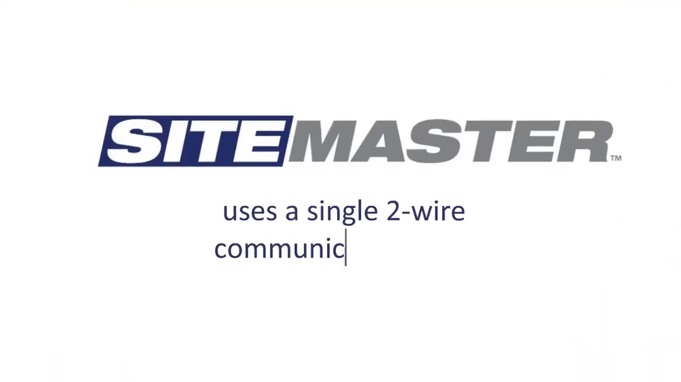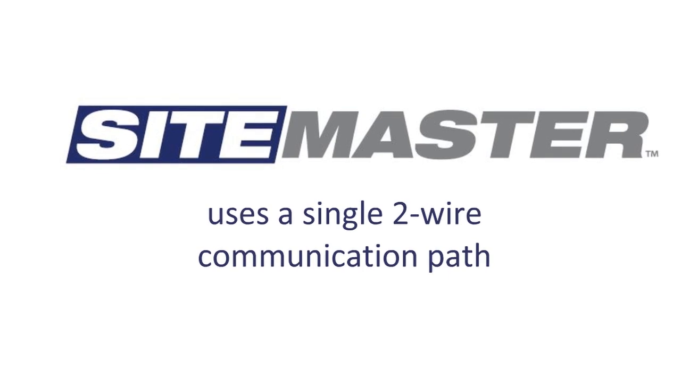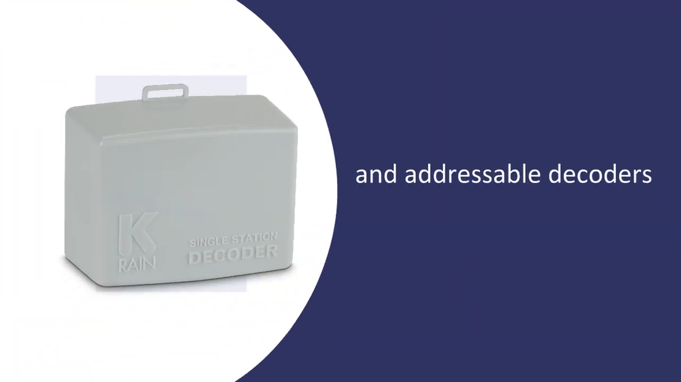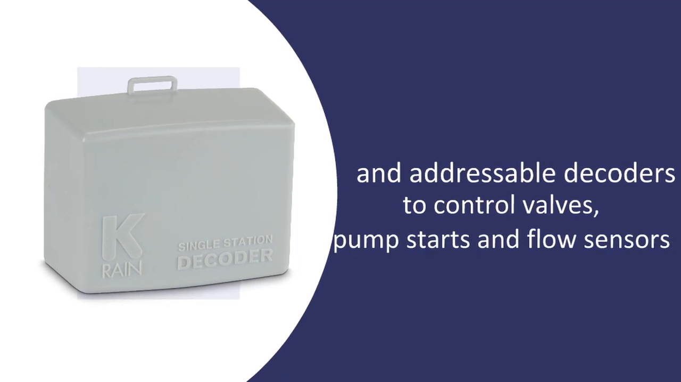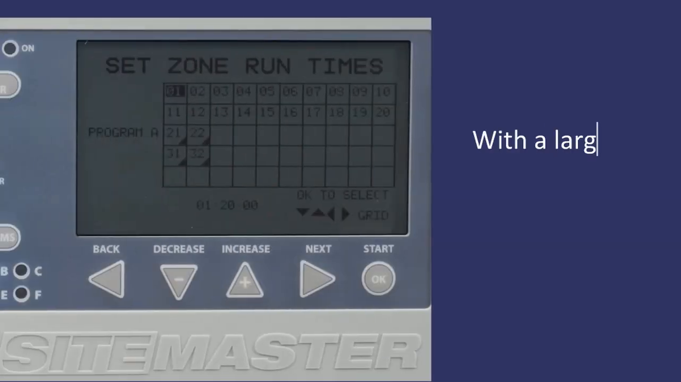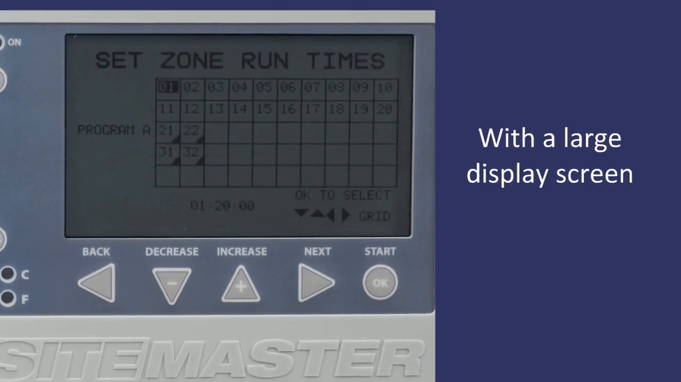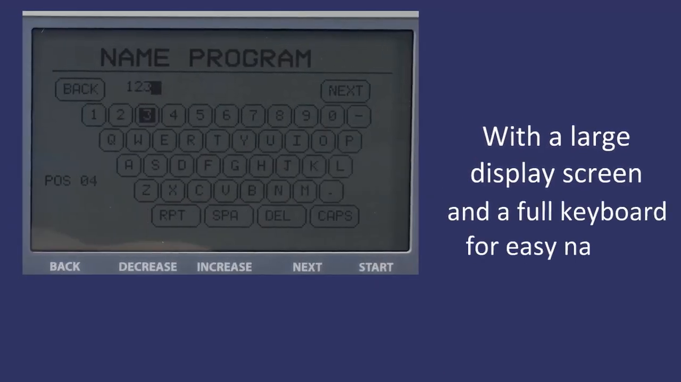Unlike a conventional controller, the SiteMaster uses a single 2-wire communication path and addressable decoders to control valves, pump starts, and flow sensors. With a large display screen and full keyboard for easy naming.